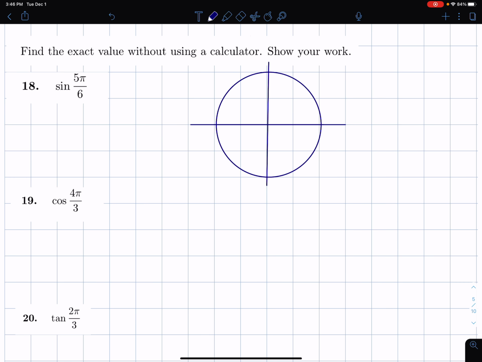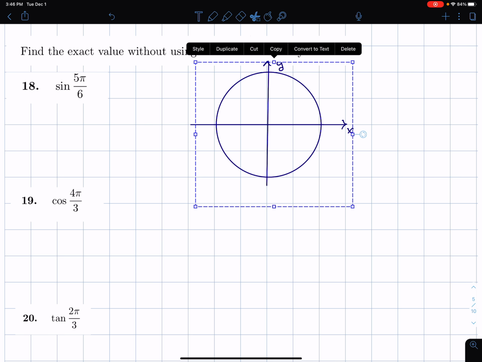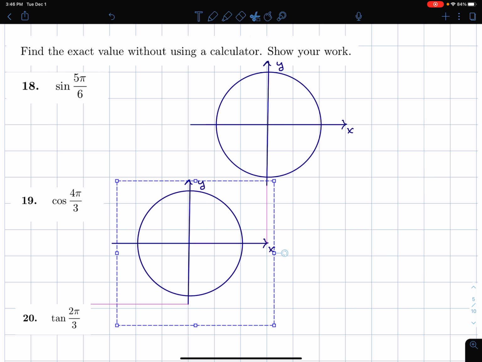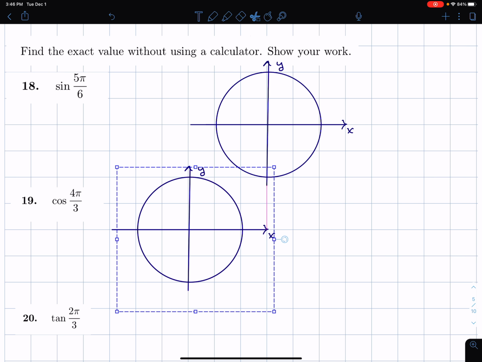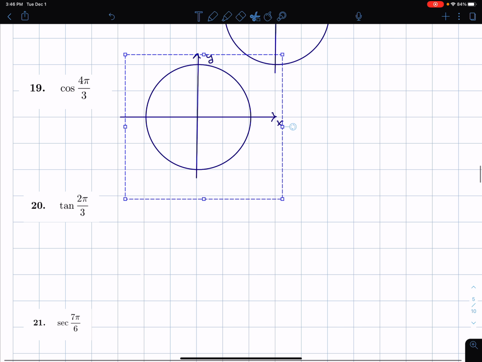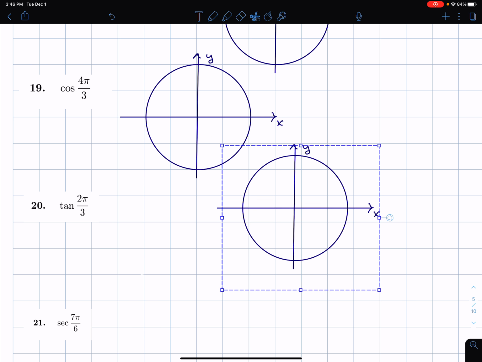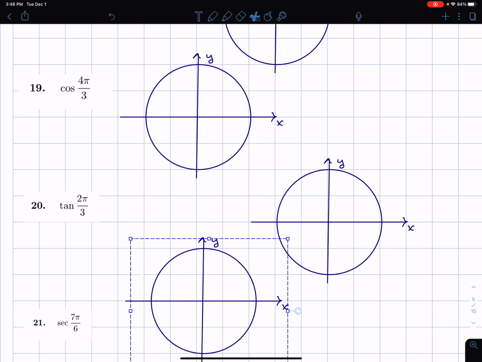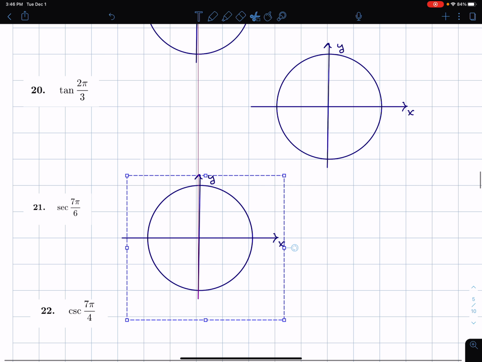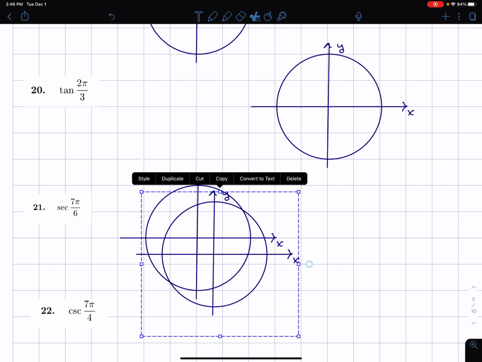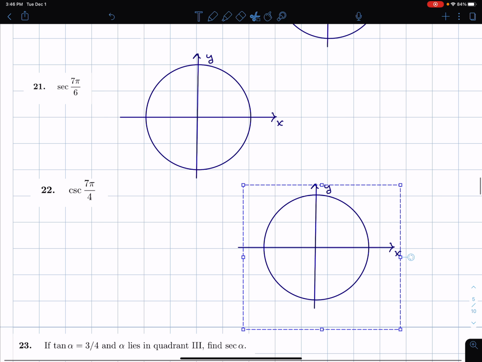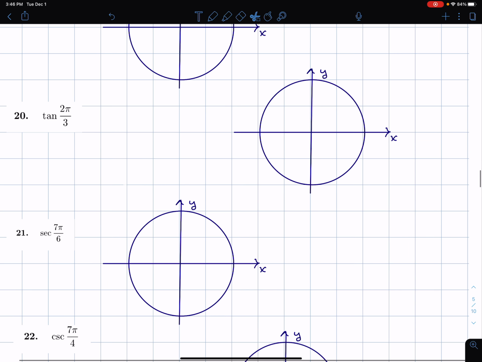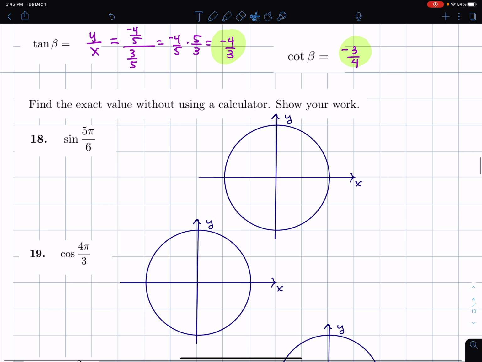And so here's X and here's Y. Let me just take this and duplicate it maybe a few times here. So I draw a unit circle, and that's our approach here. One way is to just draw a unit circle once and just look at that. I could do that. Okay, but let's just then look at sine of 5π/6.